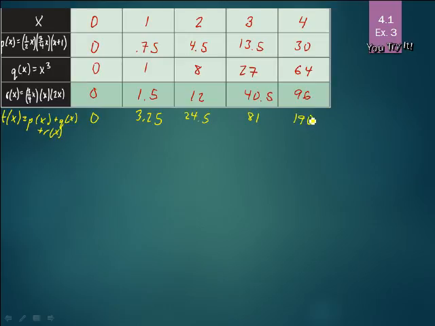And now we can find the differences of these, and that will help us know what type of equation it is. So subtracting, 190 minus 81, we get 109. 81 minus 24.5, we get 56.5. 24.5 minus 3 and 25 hundredths, we get 21 and 25 hundredths. And then 3 and 25 hundredths minus 0 is just 3 and 25 hundredths.